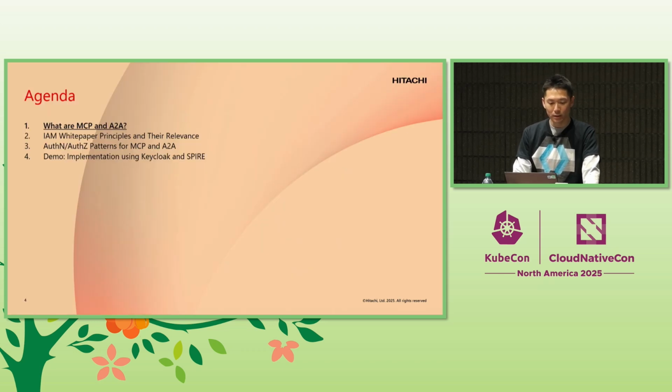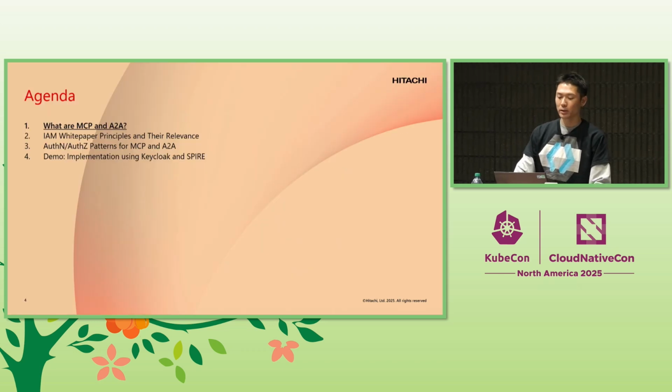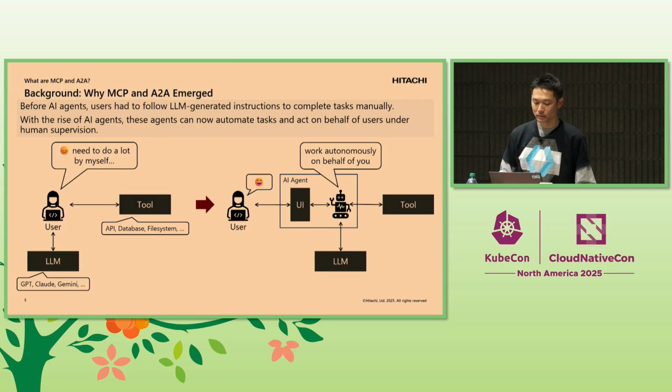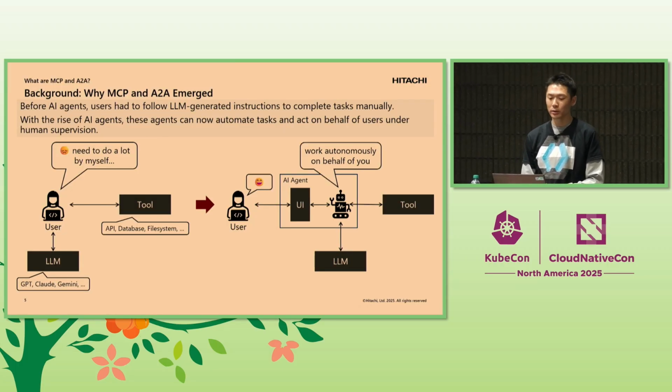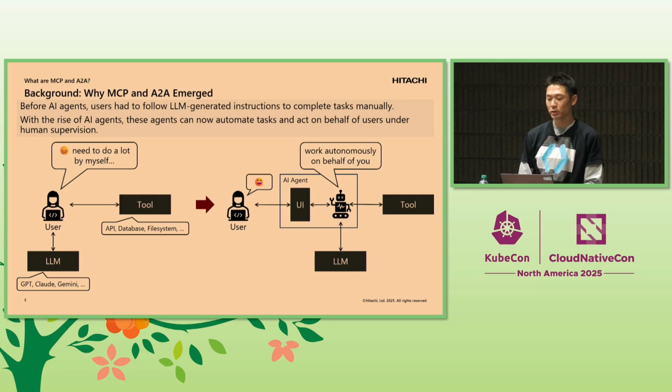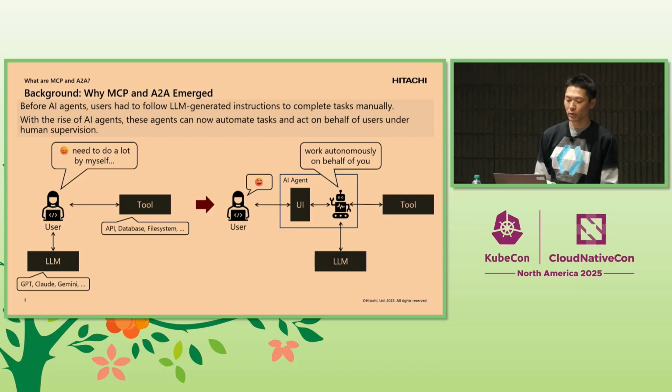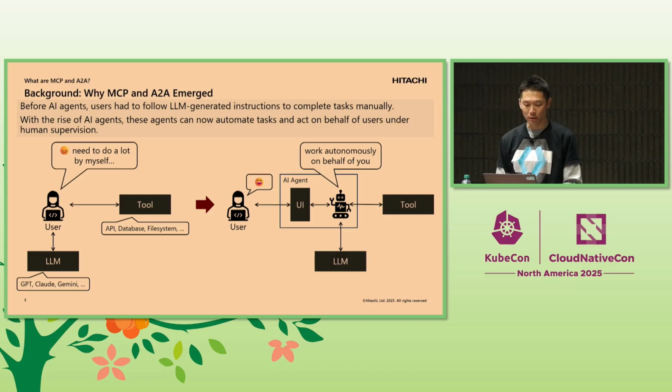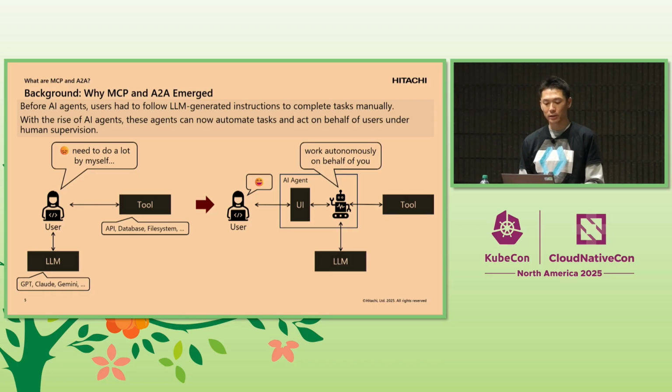So let's get started. We'll start with what MCP and A2A are. Before AI agents, LLMs could only suggest steps, and users had to manually execute each action themselves. This limited both speed and consistency. AI agents changed this by acting on the user's behalf, automating tasks under human supervision.